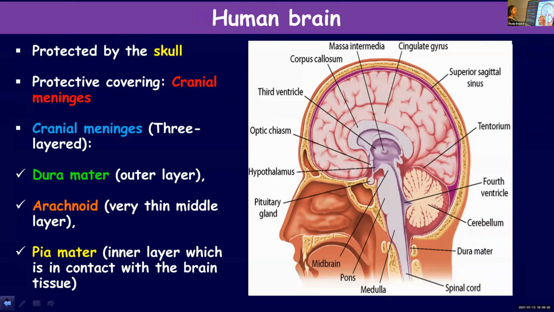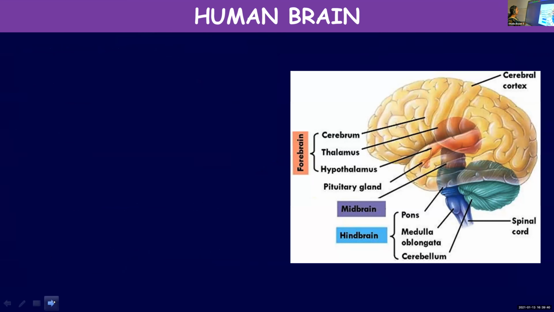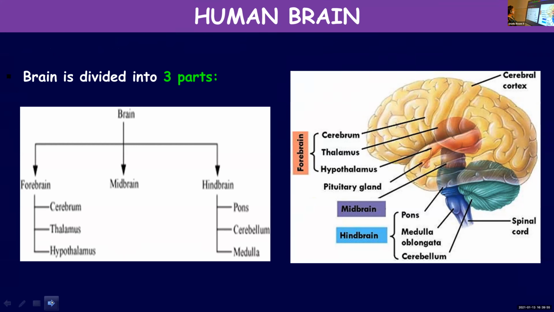Say one more figure you can see, just showing the different parts of the brain. So you will be learning about these different parts of the brain. Now, division of brain, how the brain is divided. Broadly, the brain is divided into 3 main parts, so 3 major regions. Forebrain, midbrain and hindbrain.